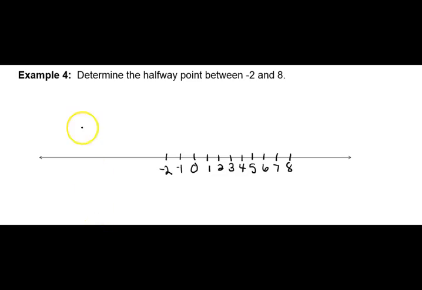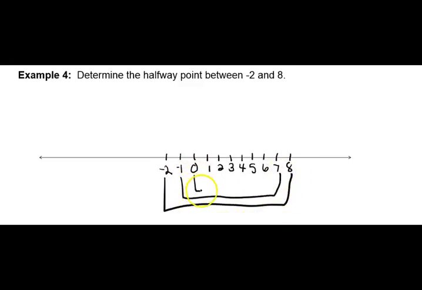And finally, our last question asks us to determine the halfway point between -2 and 8. As you can see down here, I already filled in my number line where I had the -2 and 8. And the halfway point, we're going to find where the middle is. So I'm going to connect my numbers. And then here you can see that the 3 is left in the middle. So the halfway point between -2 and 8 would be 3.